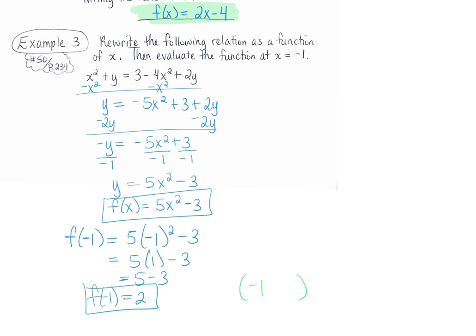Negative 1, what's in between? Comma 2, excellent. Because x is negative 1, and you solve for y to get y is 2. It's a good question. It's good to make that connection. Very good. What questions do you have?